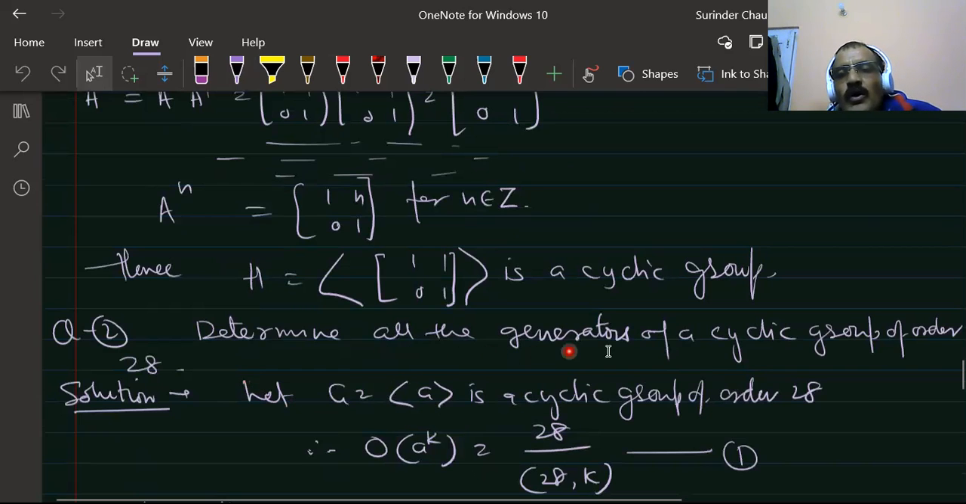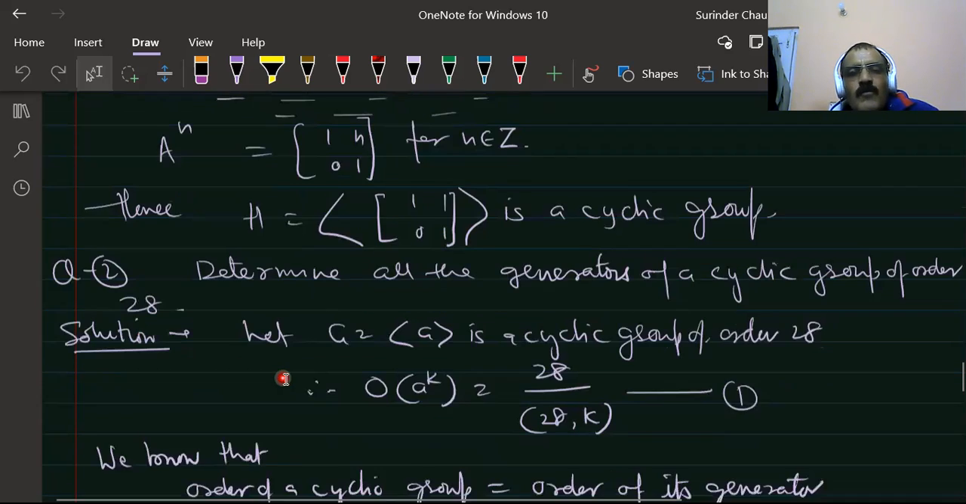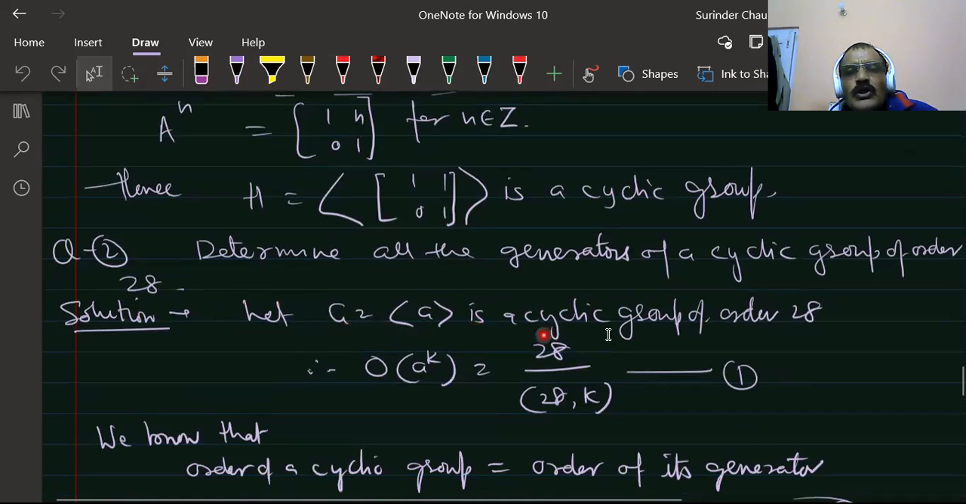Determine all the generators of the cyclic group of order 28. Now, 28 is a composite number. It is not a prime number, so it can be factorized. So now, G is generated by A of order 28.